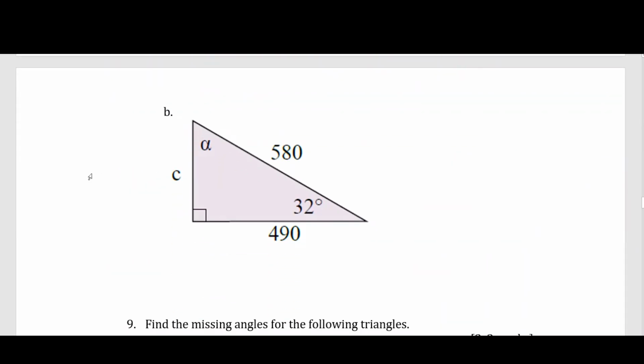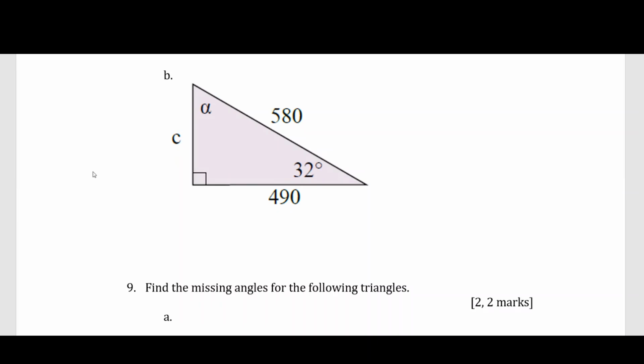All right. B. Now, inside a triangle, there's 180 degrees. So straight away we can figure out this unknown angle there. So 180, take 90, take 32 is 58. So alpha in there is 58. Alpha equals 58 degrees.